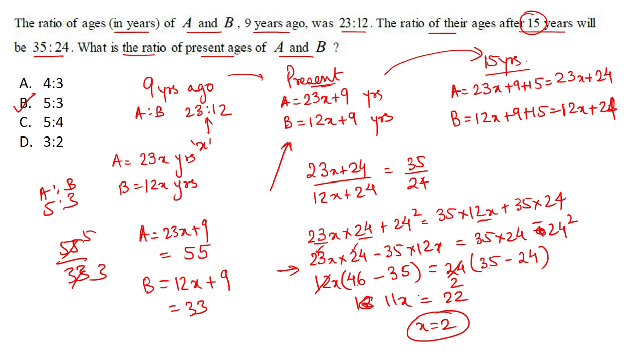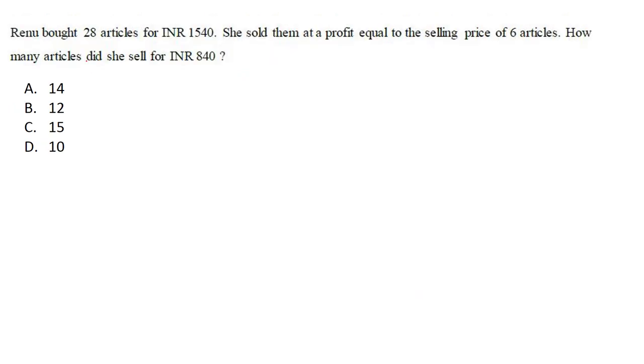Okay, let's move on to the next question. Renu bought 28 articles for 1540 rupees. She sold them at a profit equal to the selling price of 6 articles. How many articles did she sell for INR 840?